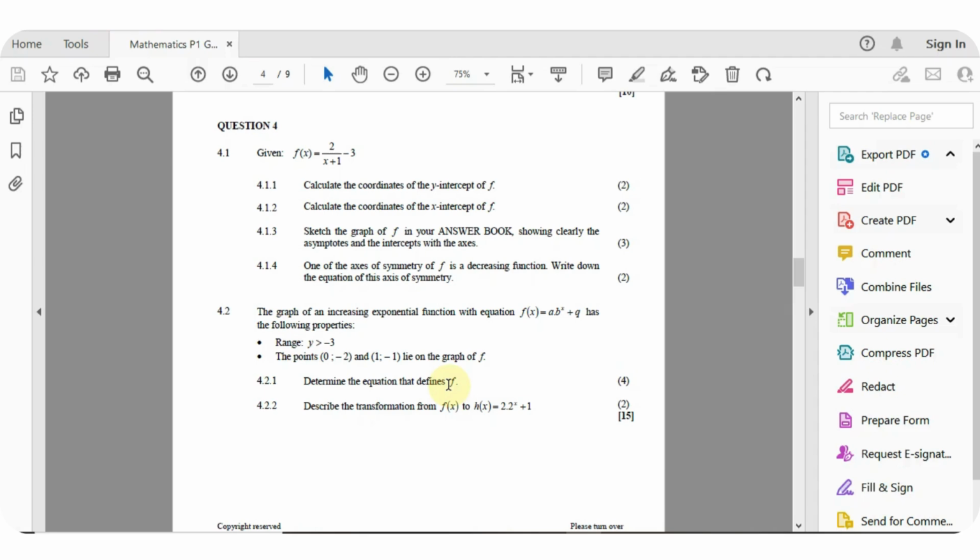Hi guys, this is question 4. On question 4.1, we're given f of x equals 2 over x plus 1, minus 3. We can see a is positive, therefore we will use quadrant 1 and quadrant 3 to plot the graph. We can see q is negative 3 and p is negative 1.